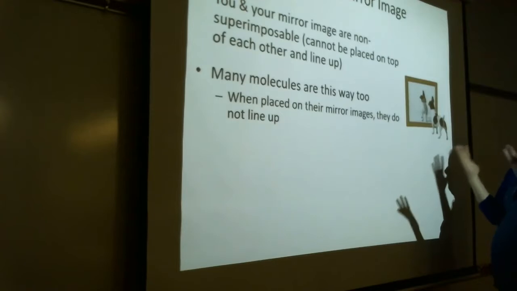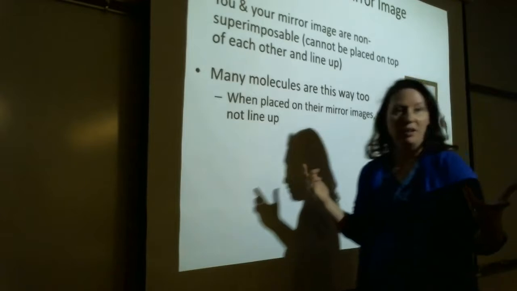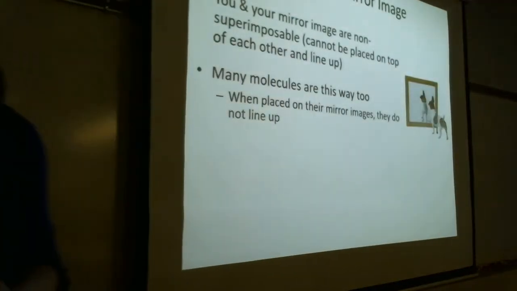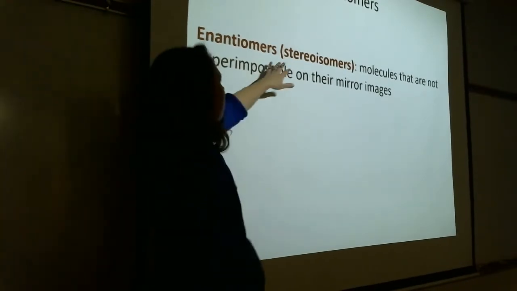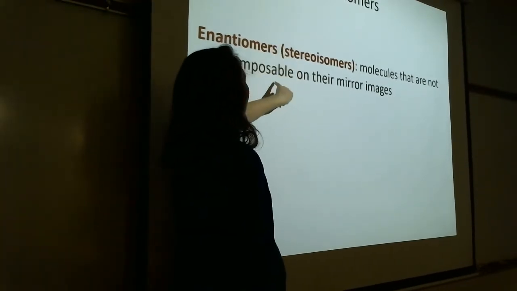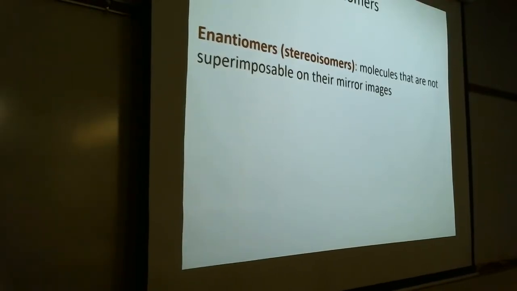It's the same way with molecules too. If you place them on top of their mirror images, it's not going to line up. Something's going to clash. It's not going to work. And so enantiomers, which is another word for stereoisomers, they mean the same thing. Molecules that are not superimposable on top of their mirror images. Enantiomers are the same thing as stereoisomers. They cannot be superimposed on top of their mirror images. You are enantiomeric. You cannot be superimposed on top of your mirror image.